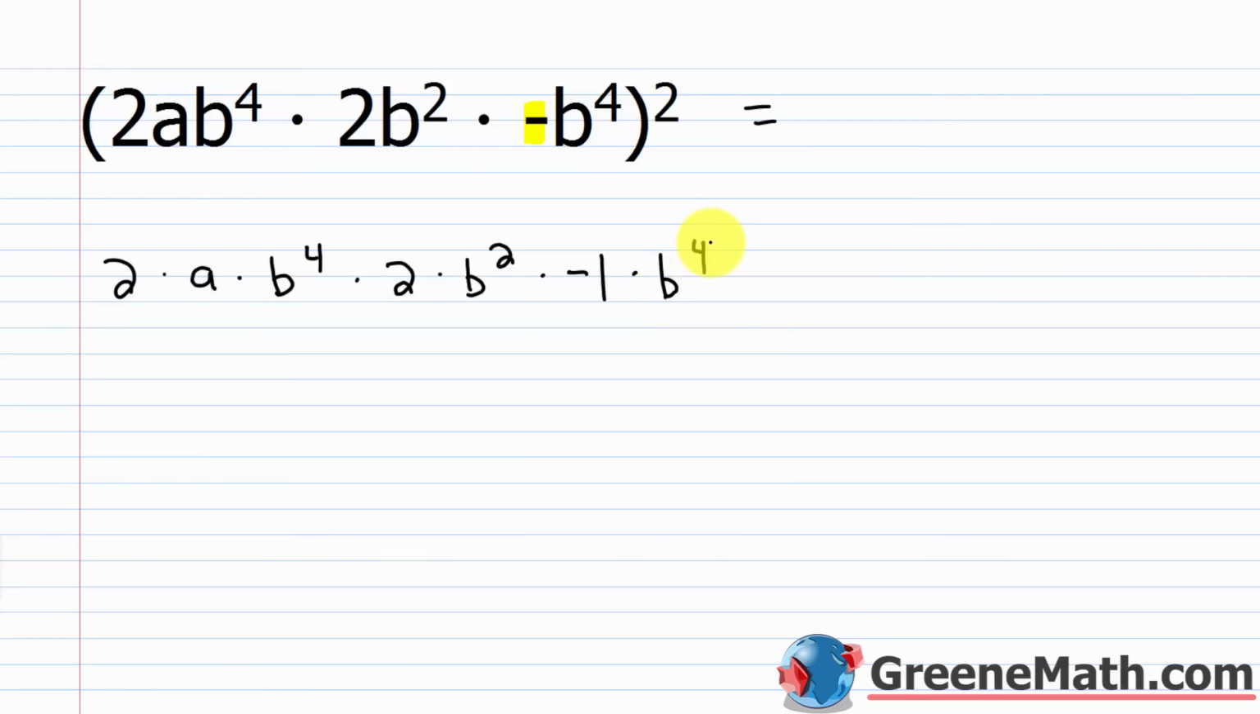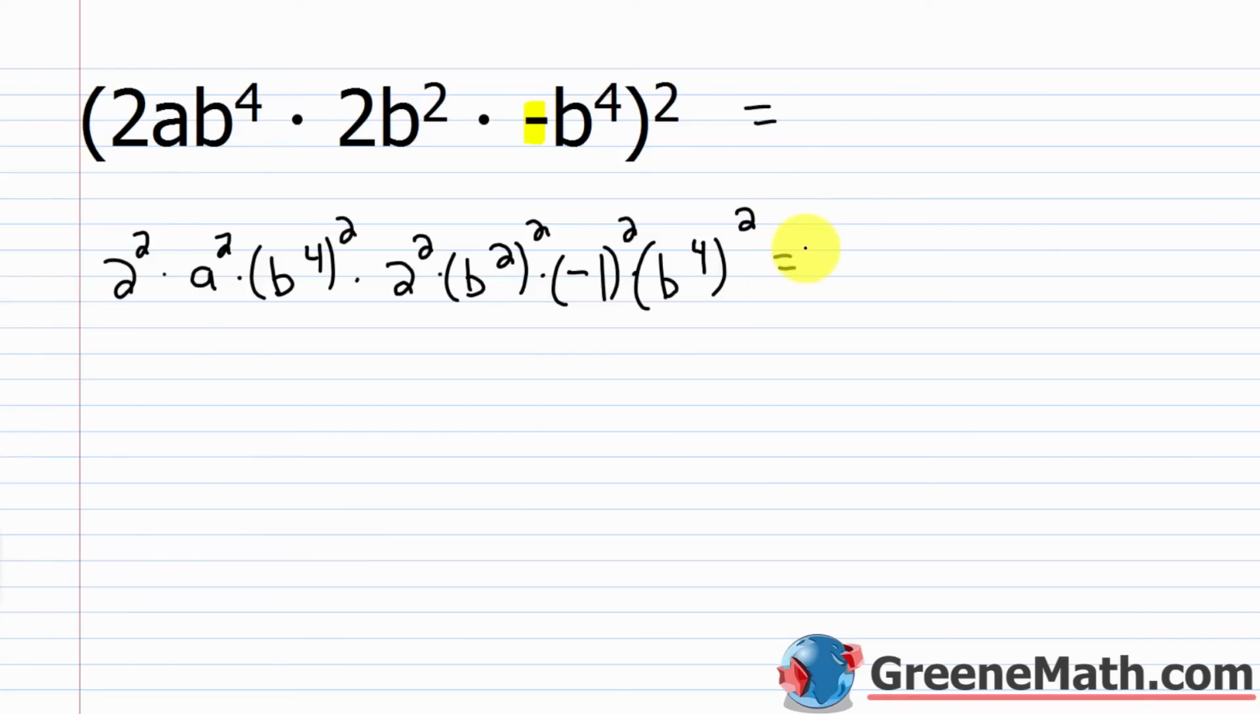That way you don't make a silly sign mistake. Now, everything here is going to be raised to the 2nd power. So I'm going to raise 2 to the 2nd power, a to the 2nd power, b to the 4th to the 2nd power, 2 again to the 2nd power, b squared to the 2nd power, negative 1 to the 2nd power, and b to the 4th to the 2nd power.